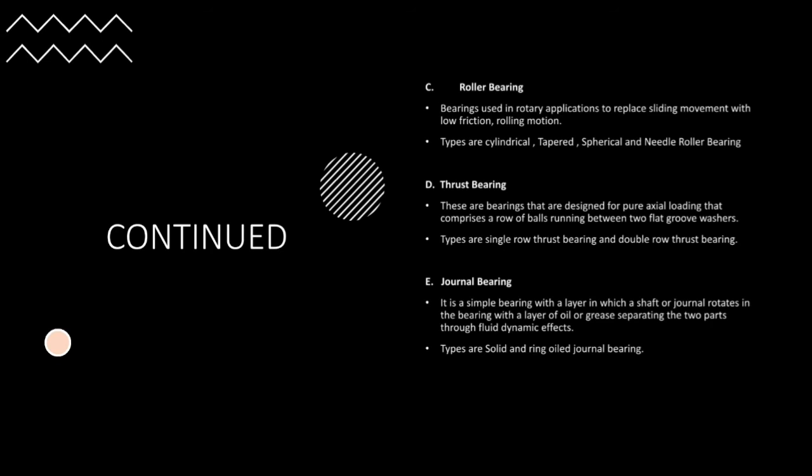The third type of bearing is the roller bearing, which is used in rotary applications and is used to replace sliding movements with low friction rolling motion. The types are cylindrical, tapered, spherical, and needle roller bearing.